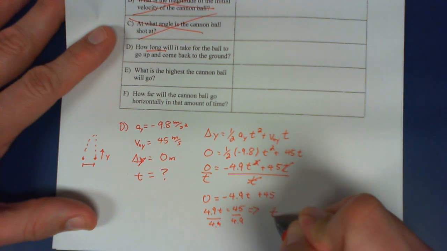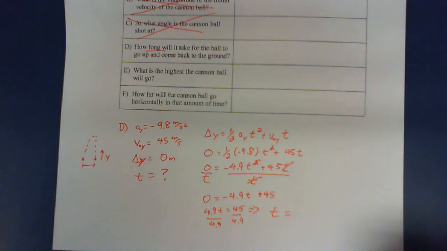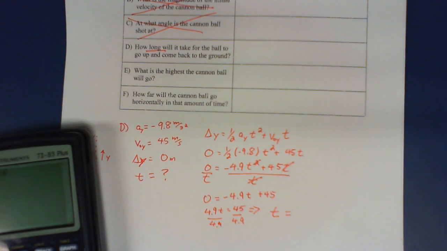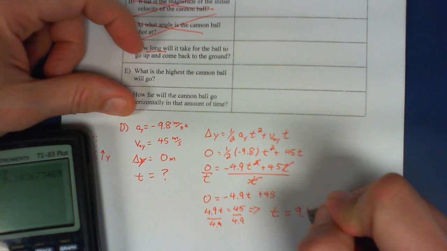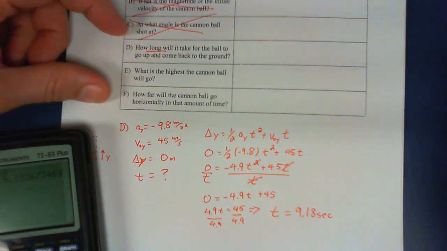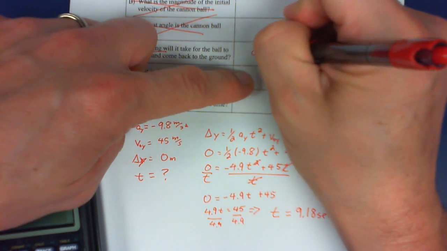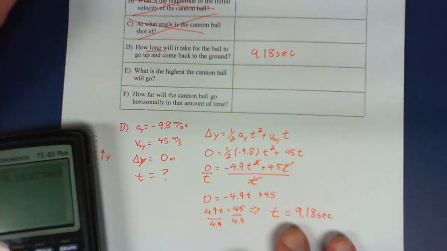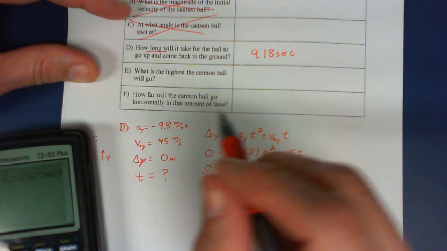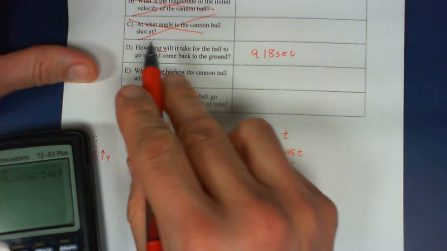And that gives us that the time is (45 divided by 4.9), 9.18 seconds. All right. So part E, how high does it go? What's the highest that it goes? All right. So first off, part D, that's referred to as hang time.